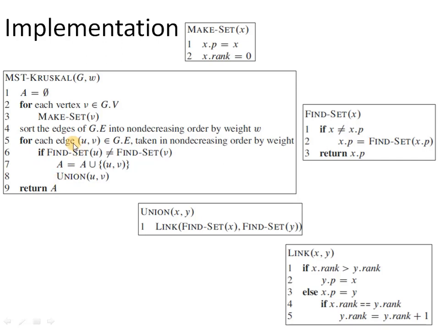And then the for loop from line number 5 to line number 8 is again bounded by a factor of mod of E, that is, the total number of edges in the graph. So if we sum up all these values and discard all the constants, then we will get E log E.